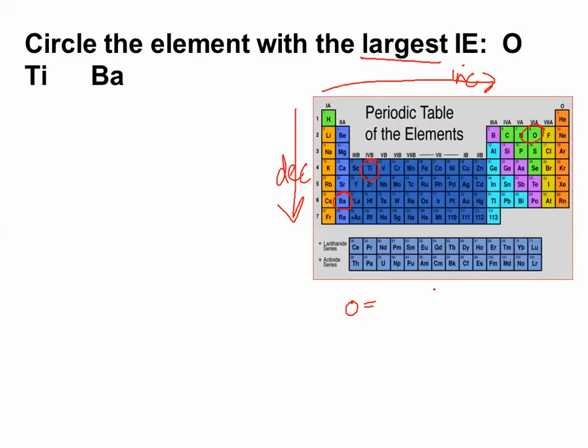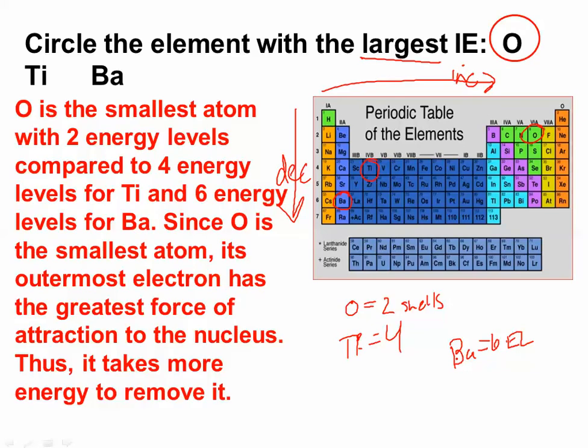So why oxygen? Well, the dominant reason is going to be because oxygen has 2 shells or energy levels. Titanium has 4, and barium has 6 energy levels. All right? So oxygen is going to be the smallest atom. So it's going to have the smallest distance between its nucleus and outermost electron, so the force of attraction is going to be greatest. All right, so there's our answer, oxygen, and then there's our reason.